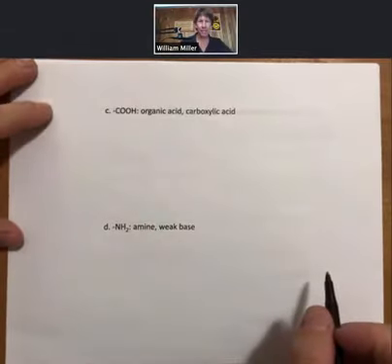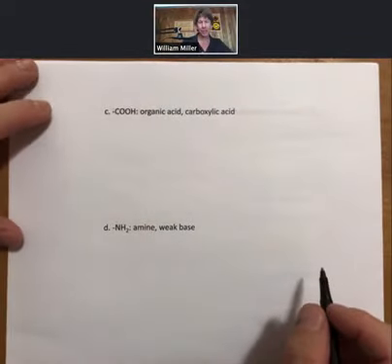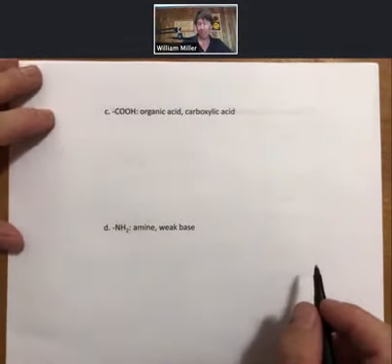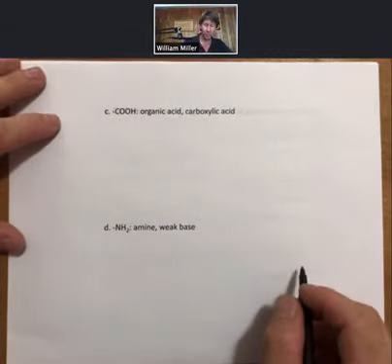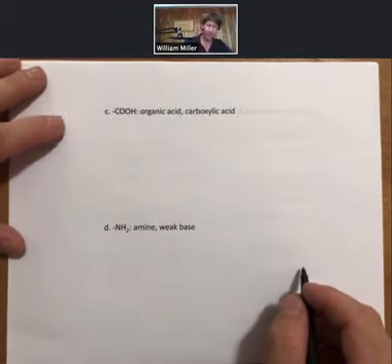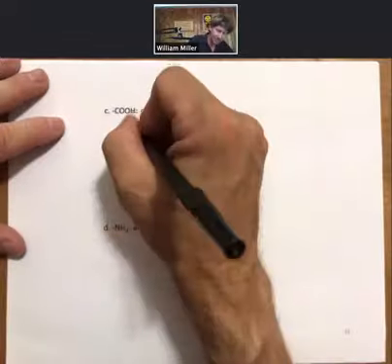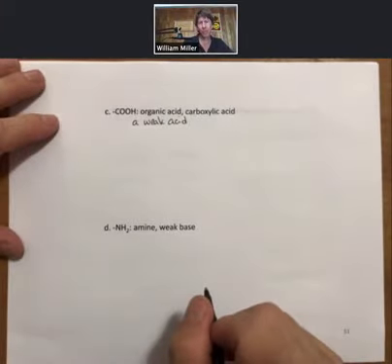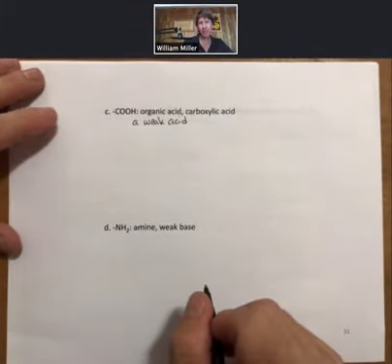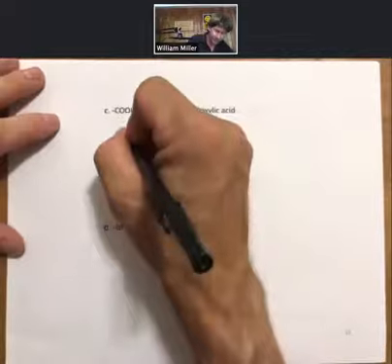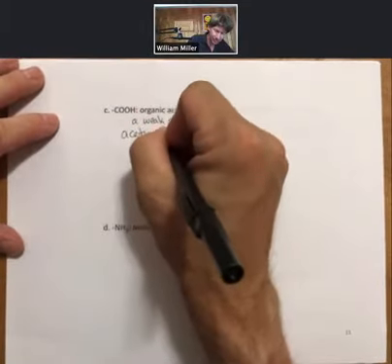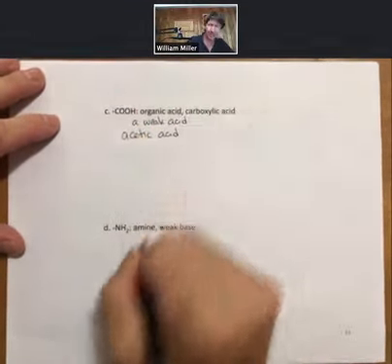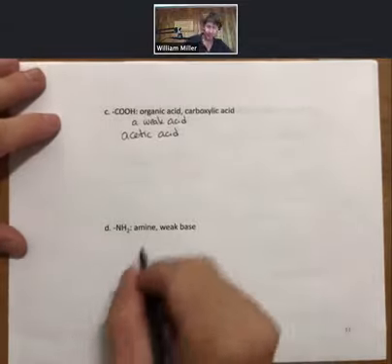Here we see again our organic acid, carboxylic acid, that's a new name, group. It's called the COOH group, and it is a weak acid. And a very common weak acid that has this is acetic acid. And acetic acid is the acid in vinegar.